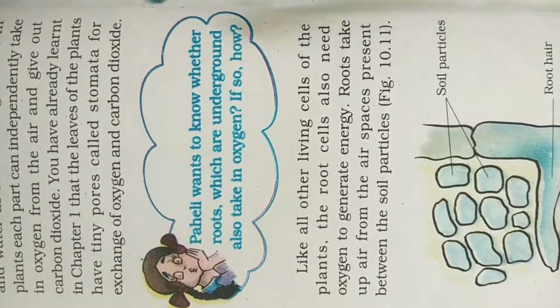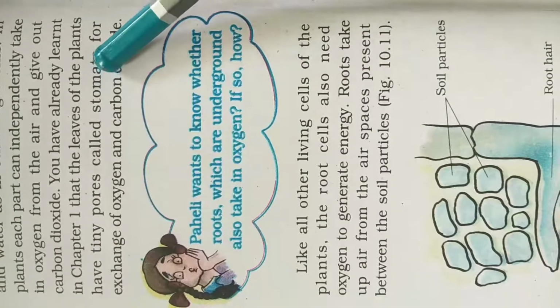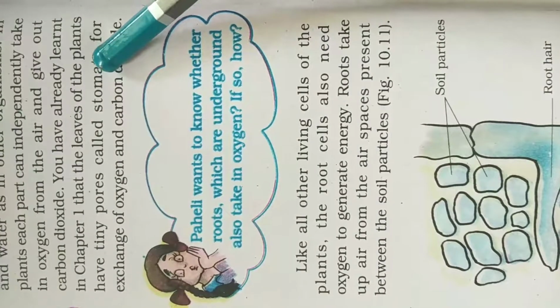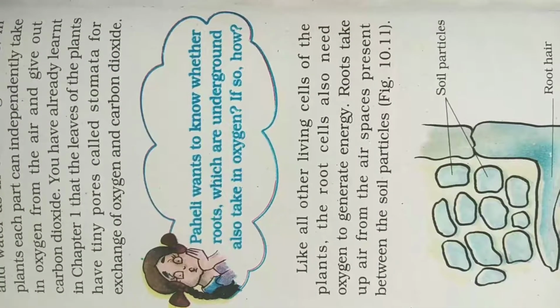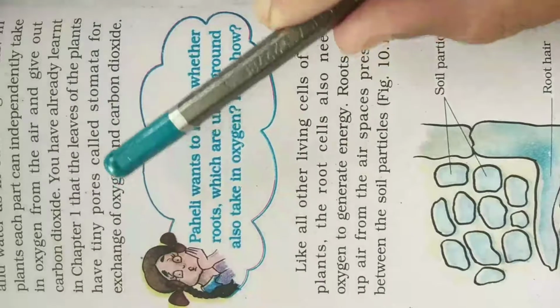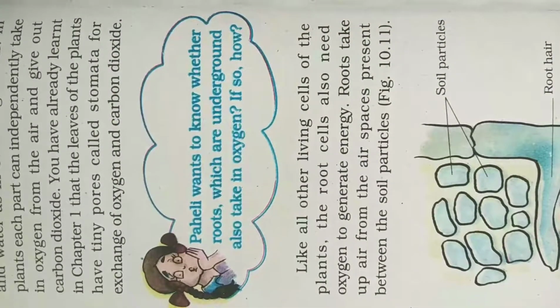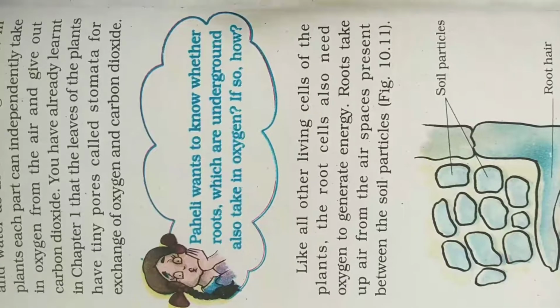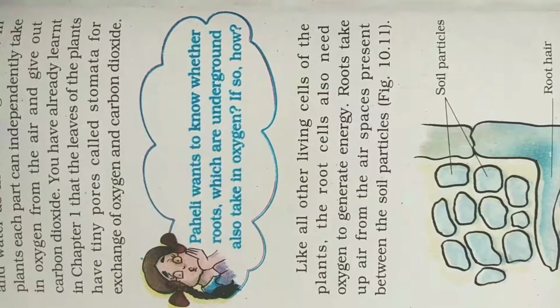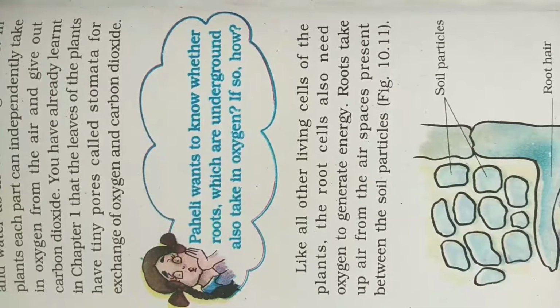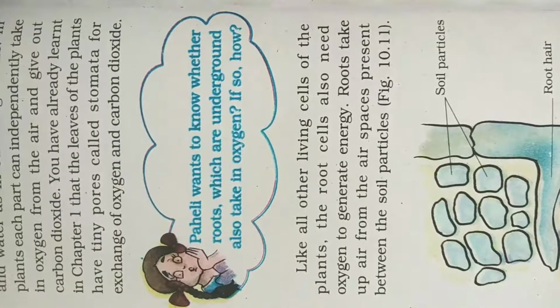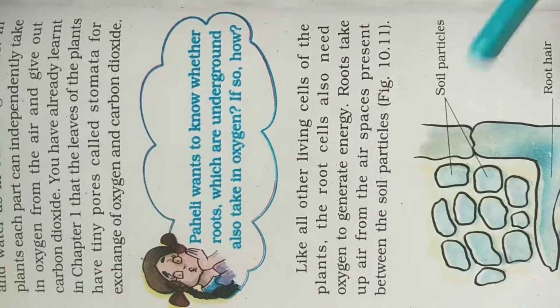So for exchange of gases, the stomata are very helpful for the leaves of the plants, for exchange of oxygen and carbon dioxide. Also, through the stomata the excess water is thrown out from the plant, and this process is called transpiration.